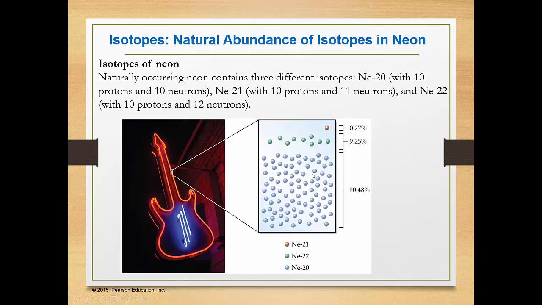Now, if I look at the abundance of those, most of that sample is going to be neon 20. It's going to be that first one. And it's not always the smallest that's most abundant. It can be different, but in this case it happens to be the smallest one. 90.48% of that sample will be neon 20, but then I'm going to get 9.25%. That's neon 22, the heavier one, and then only about 0.27%, a very small amount that's going to be neon 21. Okay, so that's how the abundance breaks down.